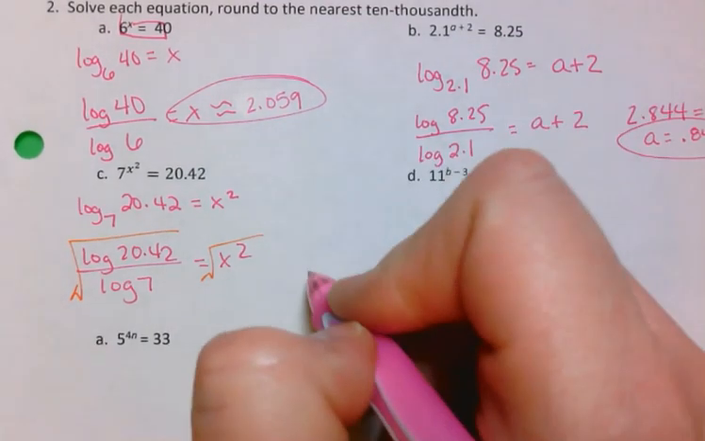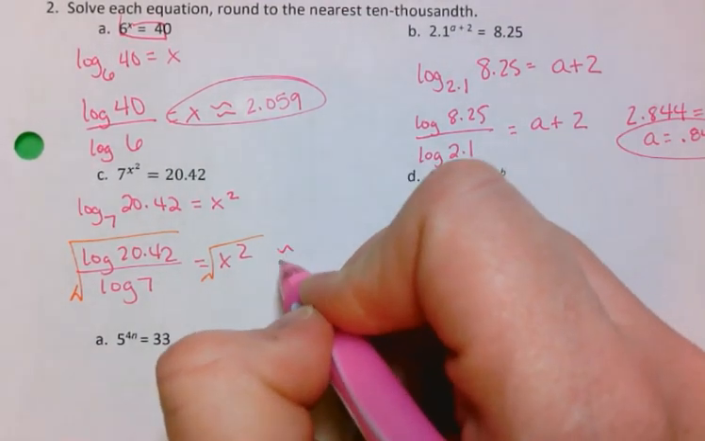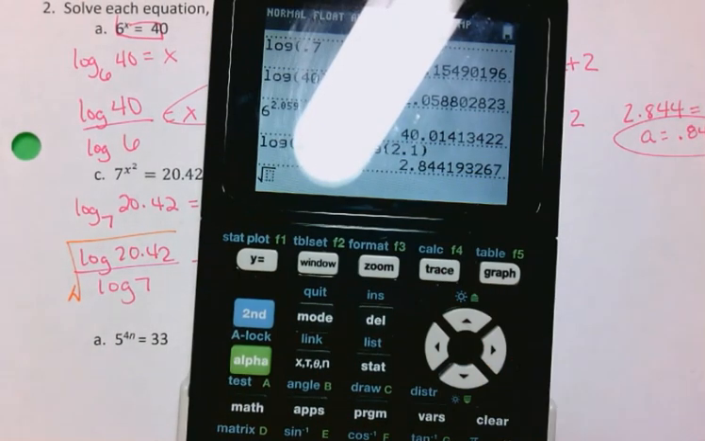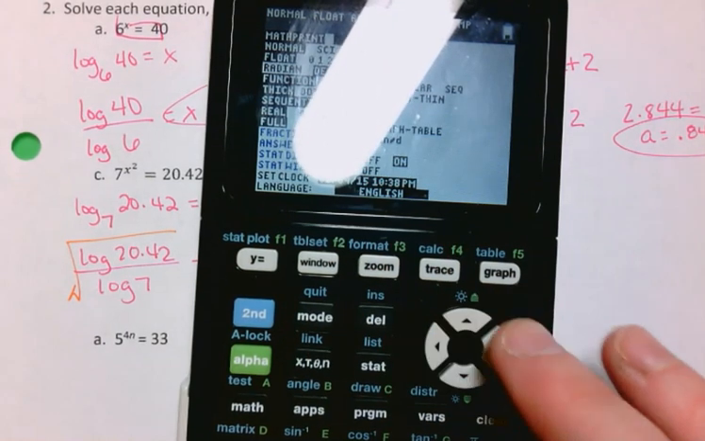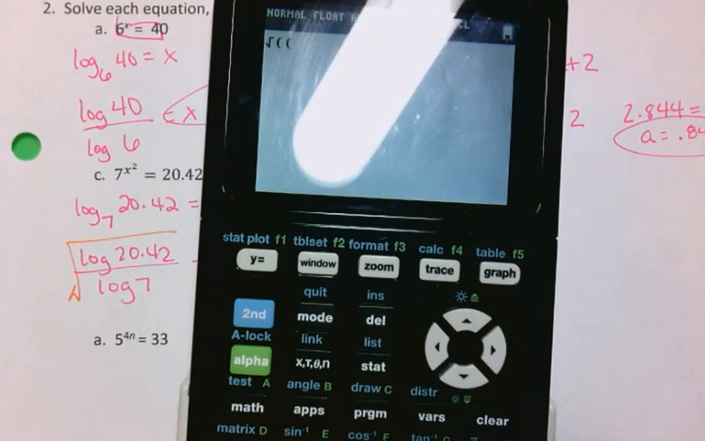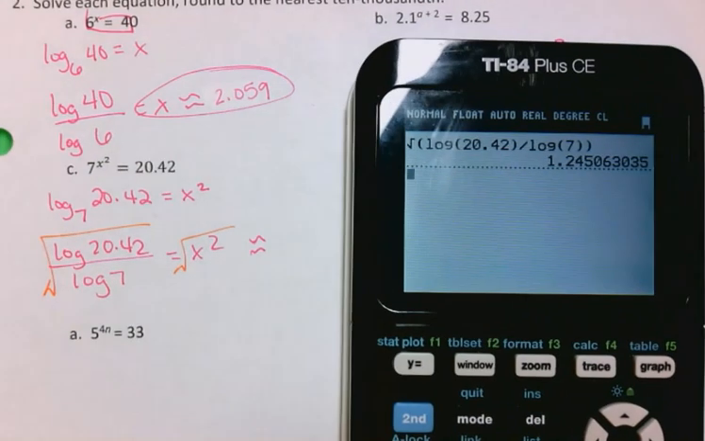So in my calculator, I would do second, square root, and since I'm in math mode, I'm going to take off my math mode. I don't like math print mode. Second square root, parenthesis, or just log of 20.42, close that parenthesis, divided by log of 7, gives me 1.2. Can't see that, I apologize.